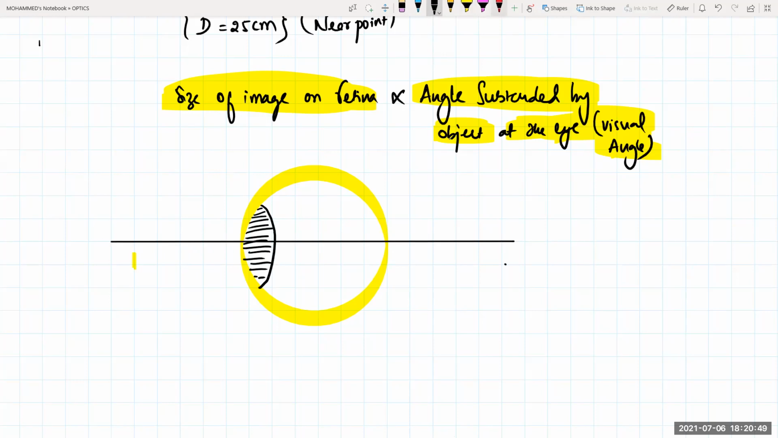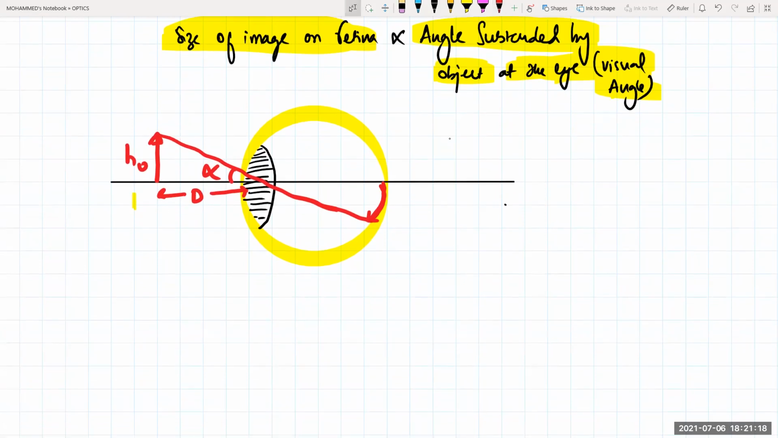Okay. Now see, for example, if I take the height of the object in front of this one, this is the height of your object, that is nothing but h naught, and this is at the least distance of distinct vision, that is nothing but capital D. So the angle made by this with your eye is known as the visual angle. The image of this one will be forming on the retina. This is your eye angle. So alpha value will be equal to how much?